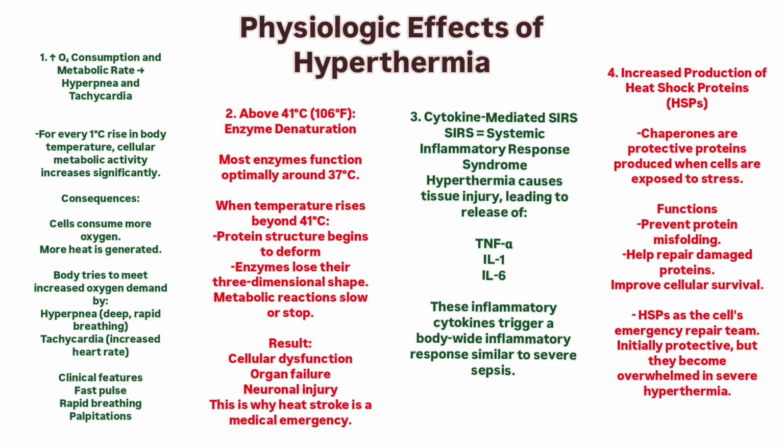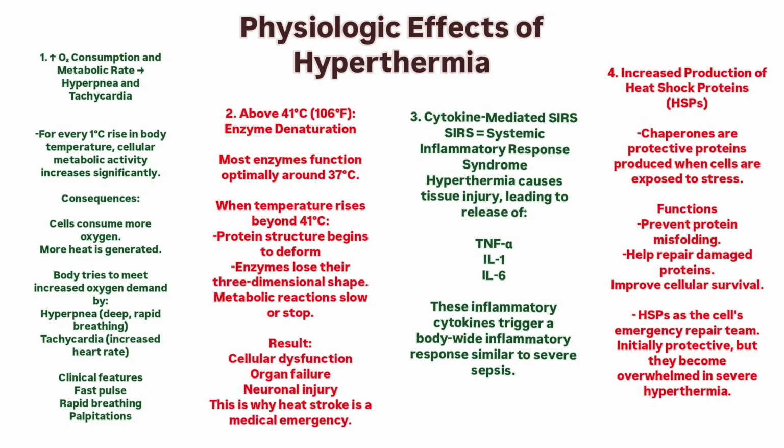Then cytokine-mediated systemic inflammatory response syndrome also occurs, because hyperthermia causes tissue injury leading to release of cytokines like TNF alpha, IL-1 and IL-6. So these inflammatory cytokines will trigger a body-wide inflammatory response similar to severe sepsis. So that's why it is often a differential diagnosis. Severe sepsis has to be differentiated from heat stroke.